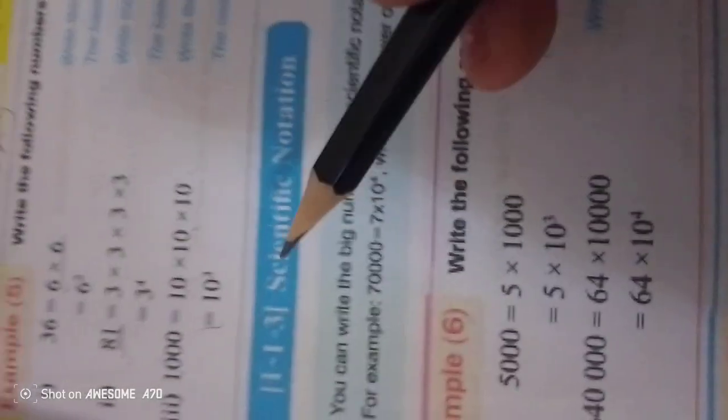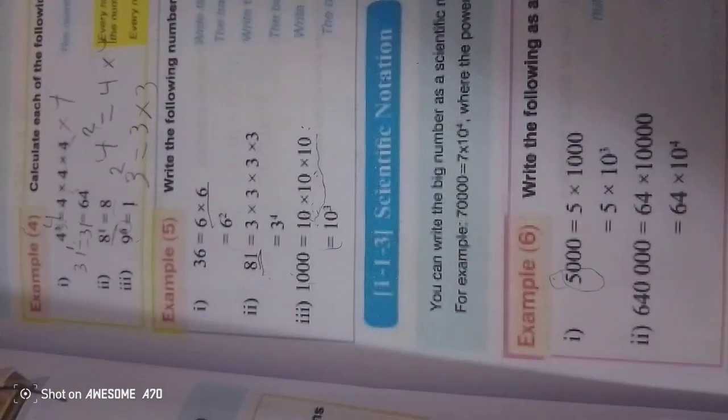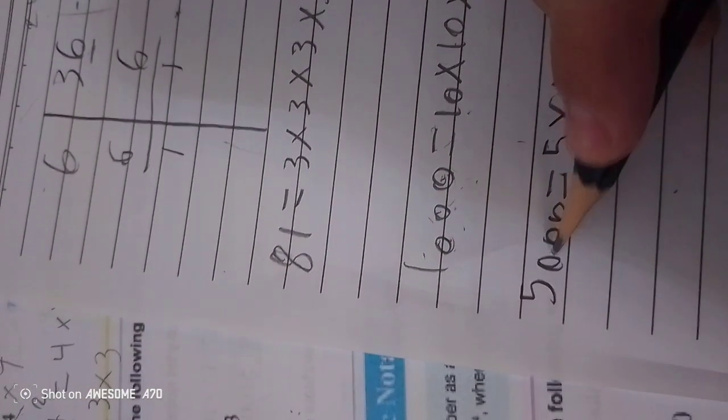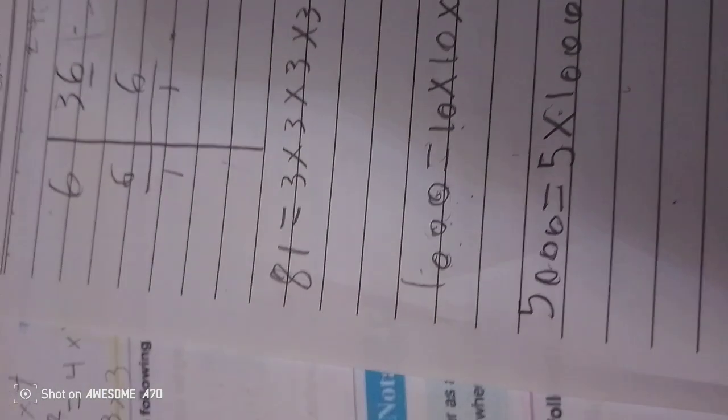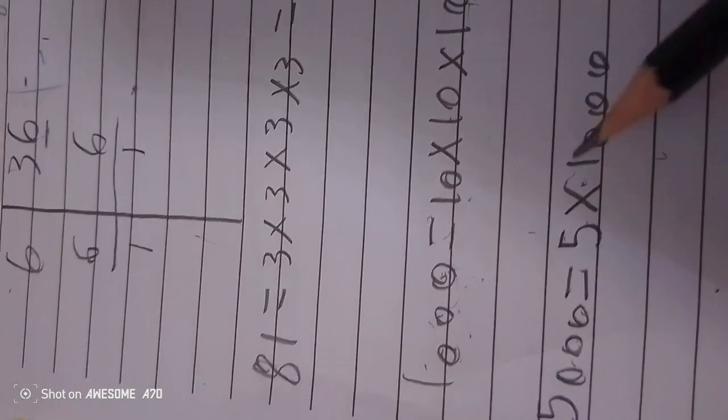Now we go to numbers that don't have 1. We do this with numbers that have 1. 10 times 10 times 10, this is here. Now we do it with numbers like this. 5,000. We can do 5 times 1,000. We gotta put 5 here and count the zeros. 1, 2, 3. So we can do 5 times 10 times 10 times 10. We can do that, but we can also do 5 times 1,000, which is to make it simpler.